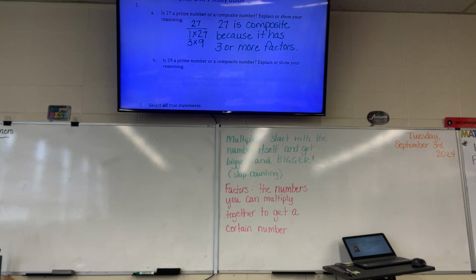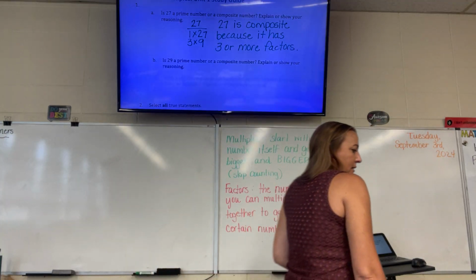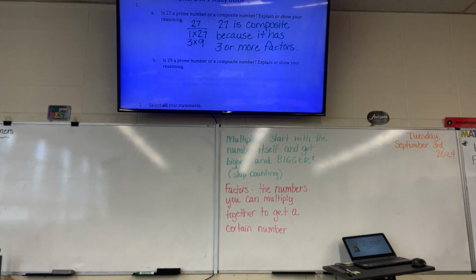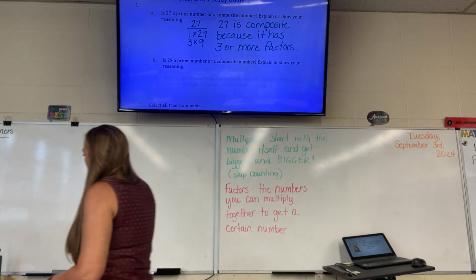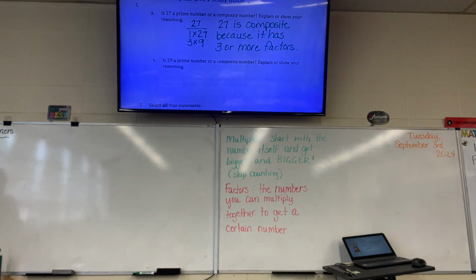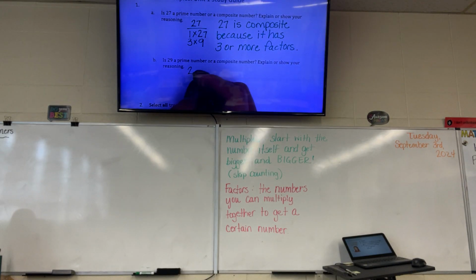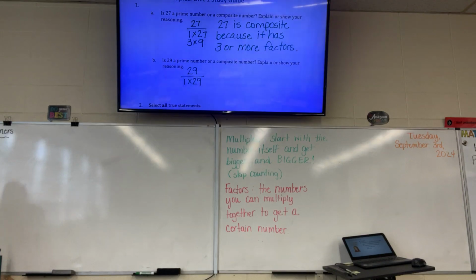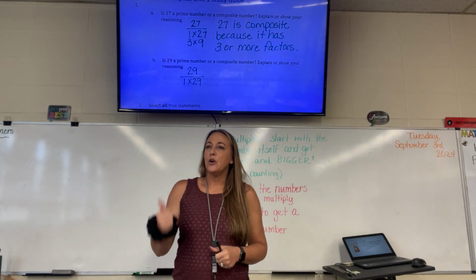On B, it's wanting us to look at the number 29. If you're finished writing, you can go ahead and look at your multiplication table. If you're still writing, you can keep going. Do you see the number 29 anywhere on your multiplication table? Nope. So we always start with 1 times the number itself. And then, can 29 be divided by 2? No, because it's odd.